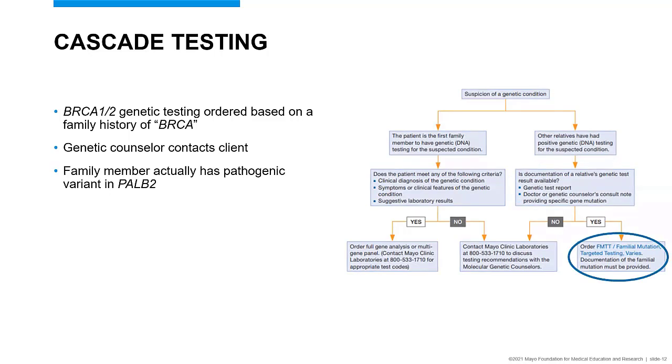Based on this, the laboratory genetic counselor will contact the client to verify what is known about the familial variant. In this case, the familial report is available, and the relative has a pathogenic variant in PALB2, a different hereditary breast cancer gene. Based on this, FMTT is the most appropriate test. Let's see how this cascade testing works out.